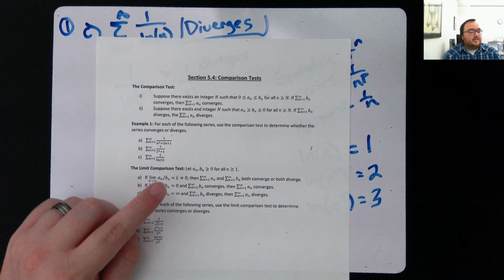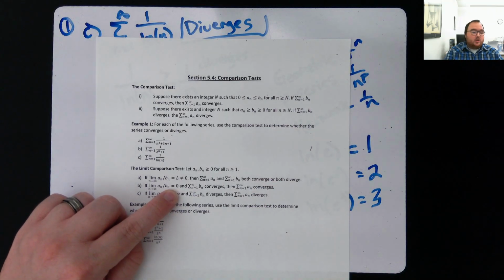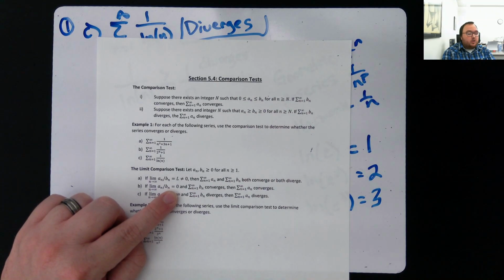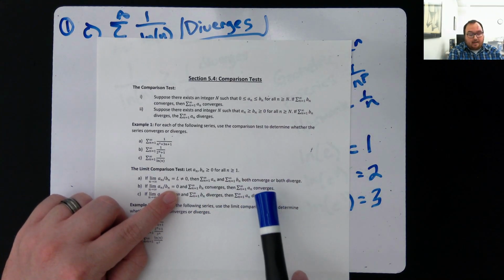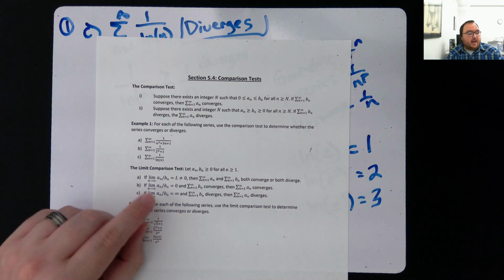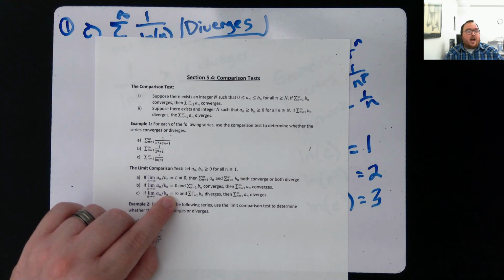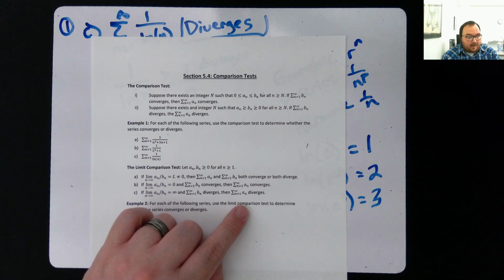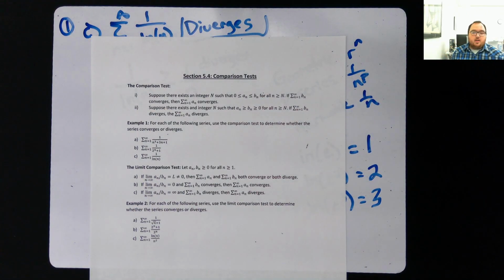If I get it equal to 0, it only works if my b_n converges, in which case a_n will do the same thing. If I get it equal to infinity, I've got to have a b_n that diverges, in which case a_n does too. So for example 2, for each of the following, use the limit comparison test to determine whether the series converges or diverges.